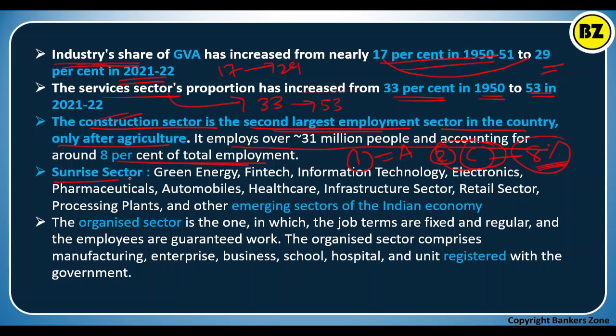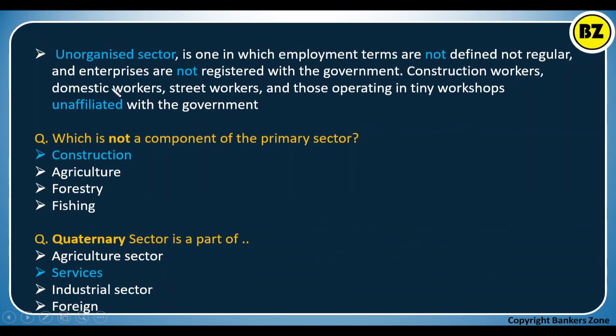Now see, sunrise sector. What is a sunrise sector? Simply the emerging sector. It may be infrastructure, fintech, green energy, IT, electronics, it may be any sector, but sunrise means emerging sectors. Then organized sector means those who get a salary, have regulated working hours, and are registered with the government, or even government employees. Unorganized sector means the sector where regulatory work is not defined, they do not have regular or regulated working hours or even salary, and they are not registered with the government. For example, construction workers.